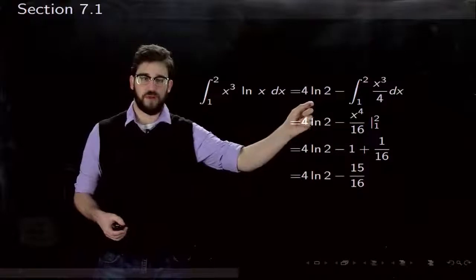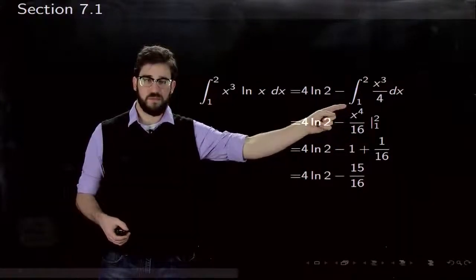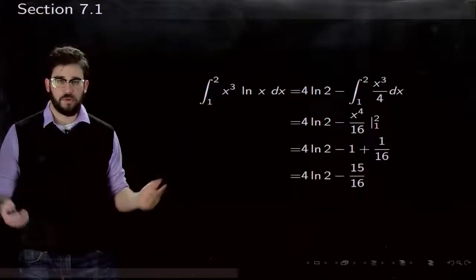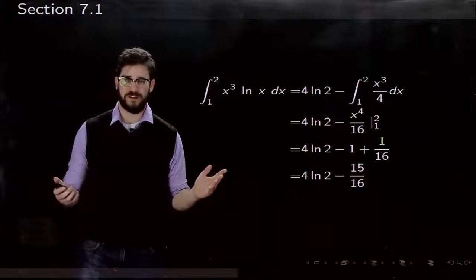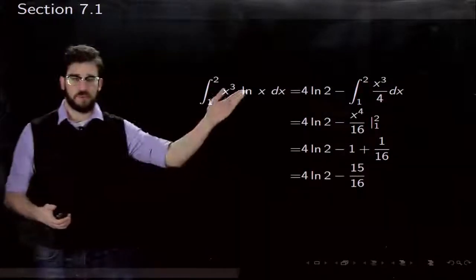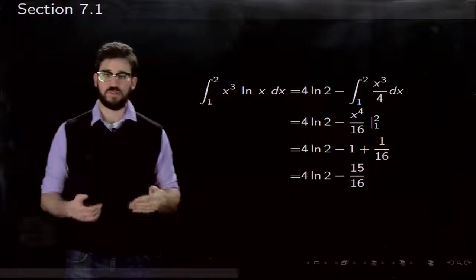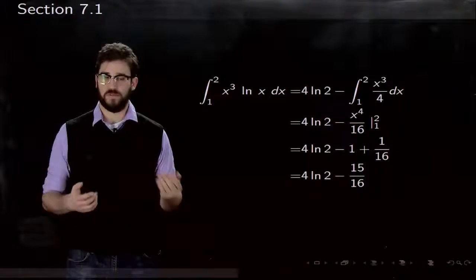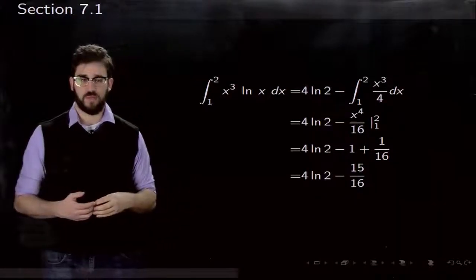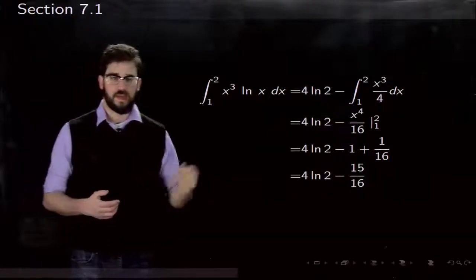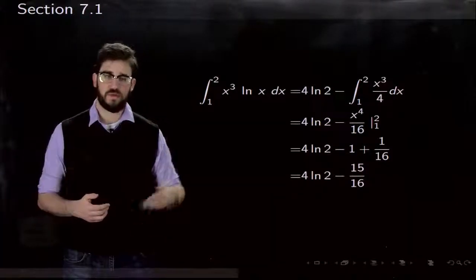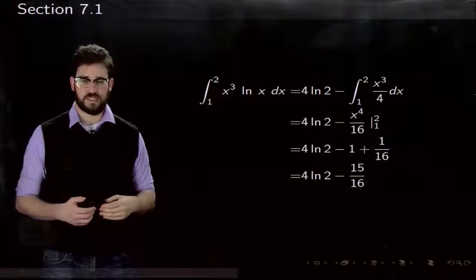So we got that 4 natural log of 2, and when we simplified the other integral, it's just now a polynomial, which we've been doing for a long, long time. So this part is just equal to 4 natural log of 2 minus x to the 4th over 16, evaluated from 1 to 2. And then it's just plug and chug. You get minus 1 plus 1/16, you get minus 15/16.